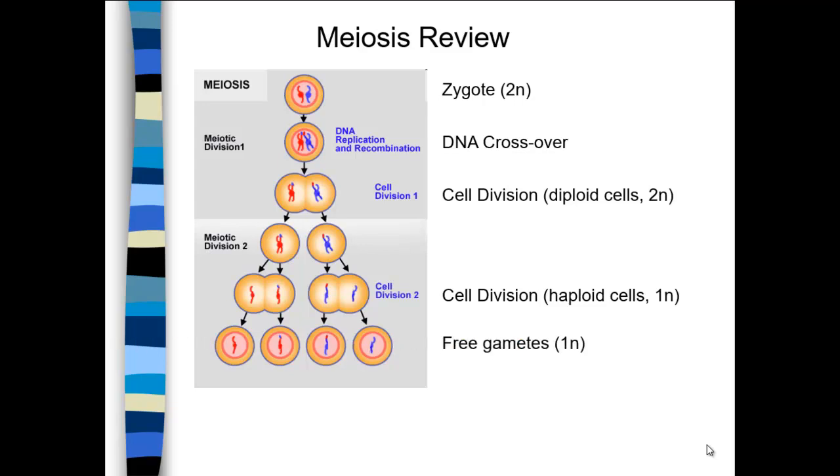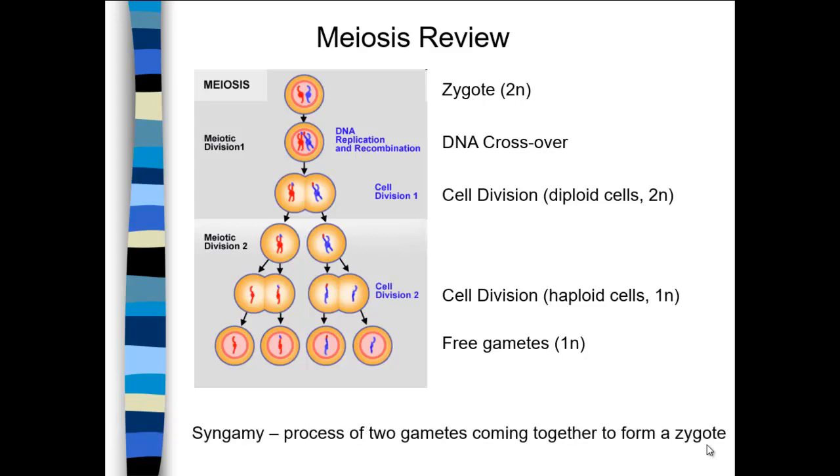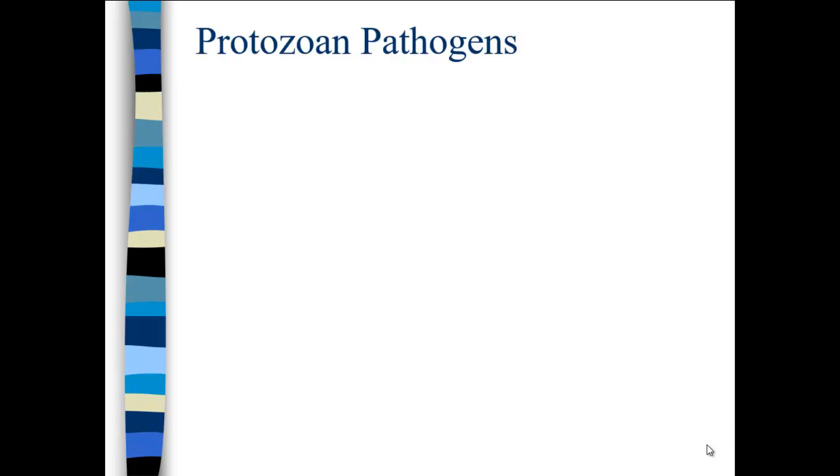Okay, these are free gametes, both sperm and egg, and lots of protozoa will reproduce in this particular fashion. Okay. And then after 2 gametes are formed, they undergo a process called syngamy, which is fertilization. When 2 gametes come together and form a zygote, we just refer to that as syngamy.